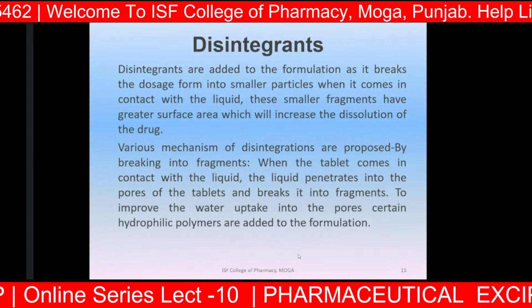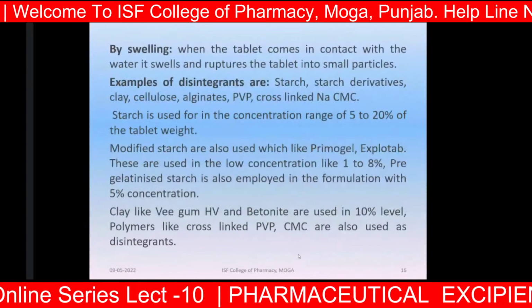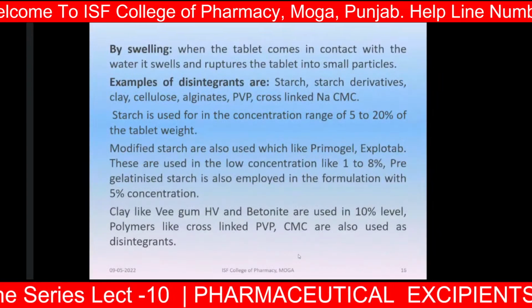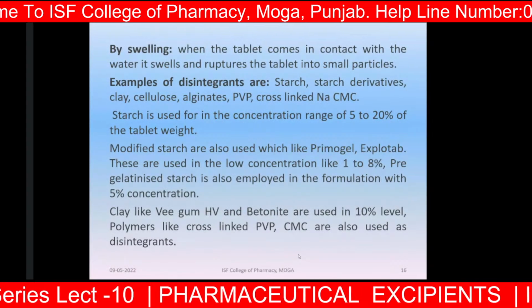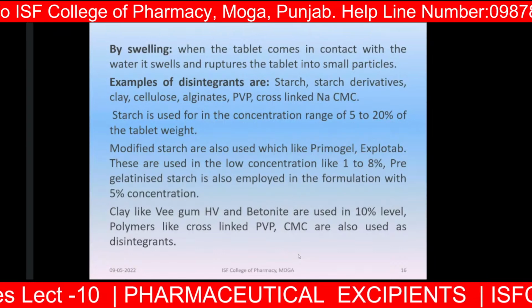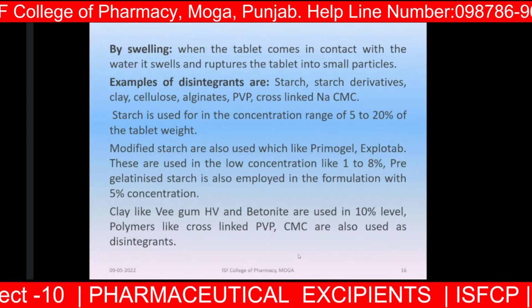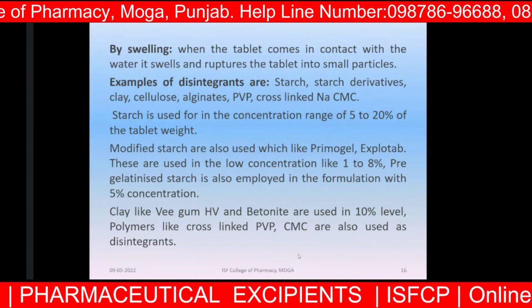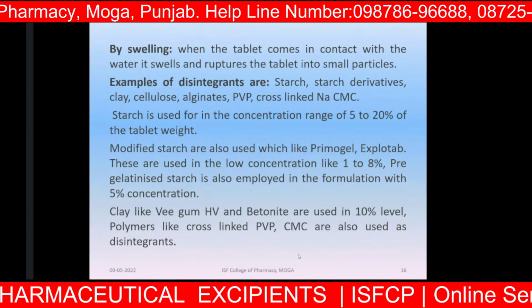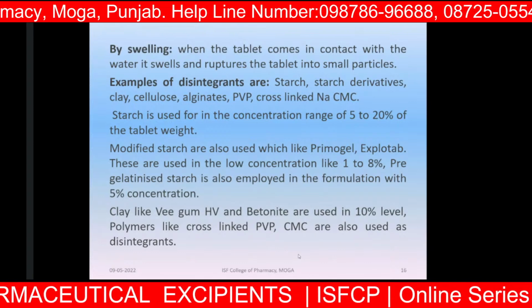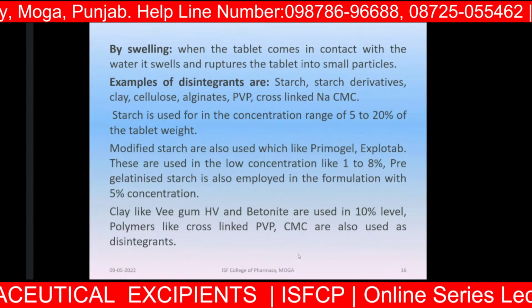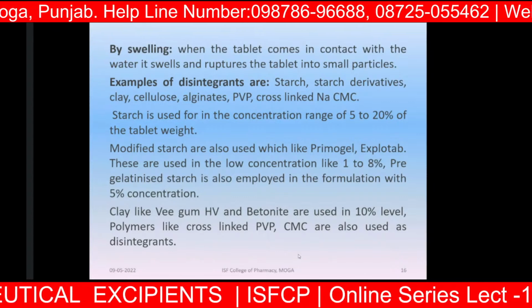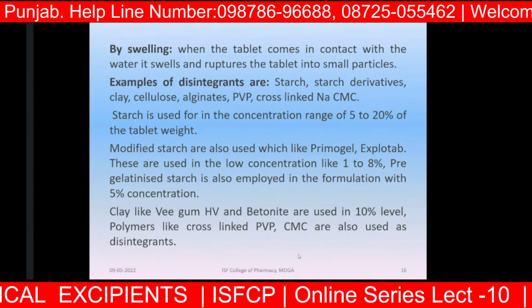And second is the swelling method. When the tablet comes in contact with water, it swells and ruptures into smaller pieces. For example, the disintegrants are starch derivatives, clay, cellulose, alginates, povidone, PVP, croscarmellose sodium, CMC.